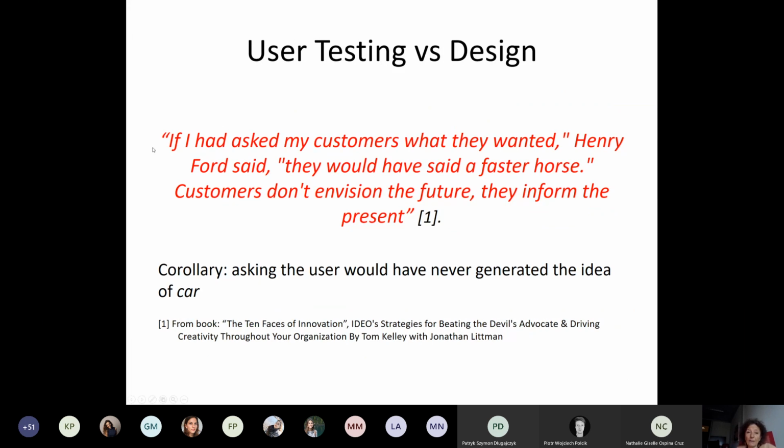And also another comparison between user testing and design. If you do user testing, the users don't give you new ideas. The users can give you ideas that are typically conservative. So I want to conclude with this Henry Ford statement: if I had asked my customers what they wanted, they would have said a faster horse. Customers don't envision the future; they inform the present. So the corollary is asking the user who had never generated the idea of a car.